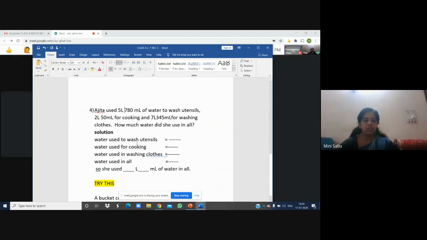See, water used to wash the utensils. Steps I have written. You can fill up this. Water used for cooking. You can fill up from here. Water used in washing clothes. It is this one. You can write down here according to the places. Okay. Water used in all. You can do addition and get the answer.